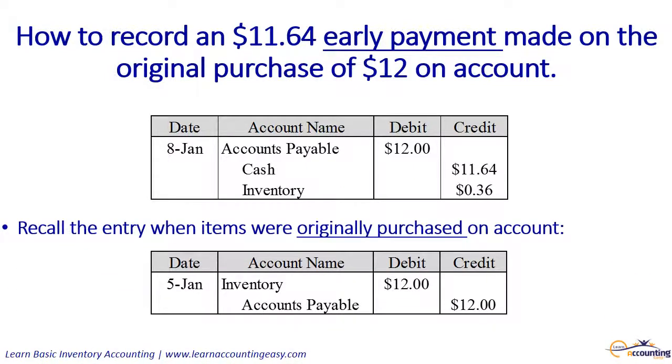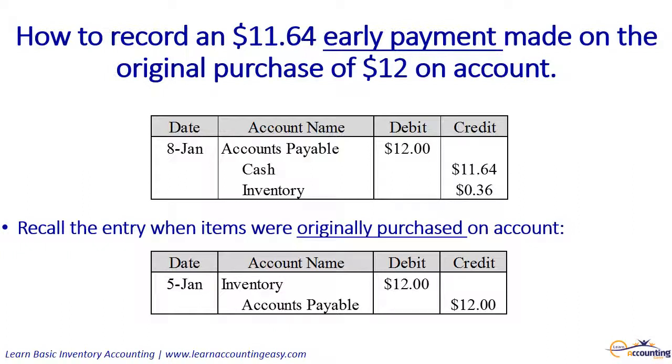Here we see the journal entry in the top box of this early payment, and also the associated discount that we got when we paid within those 10 days. So there at the top, January 8th, accounts payable was debited $12. The cash we paid was only the $11.64, so we credit cash $11.64. And then we also credit inventory for the 36 cents. That was the discount, the 3% discount.